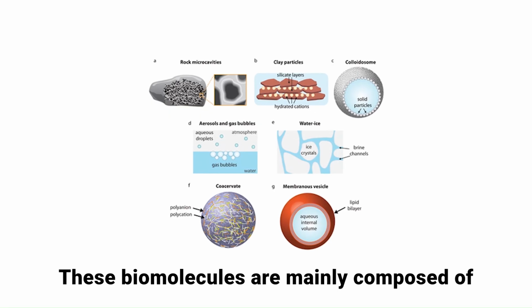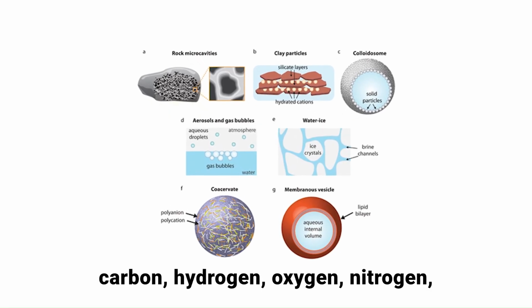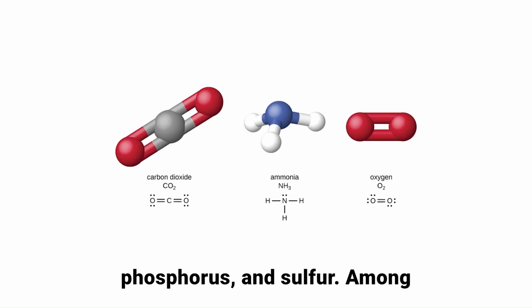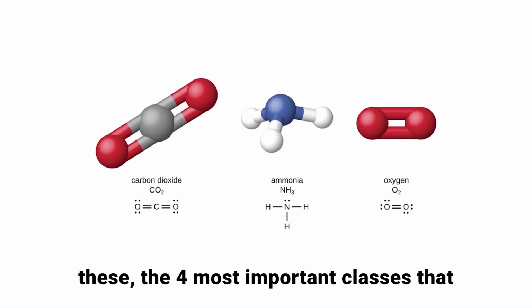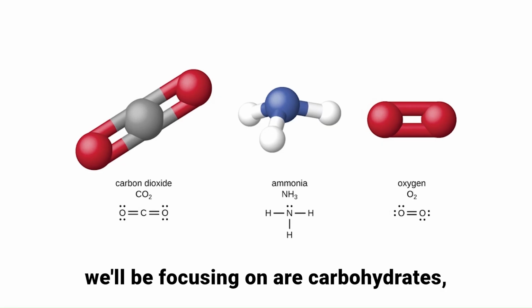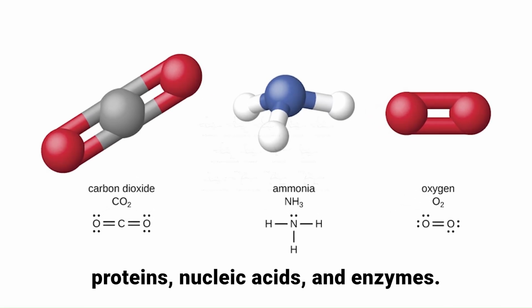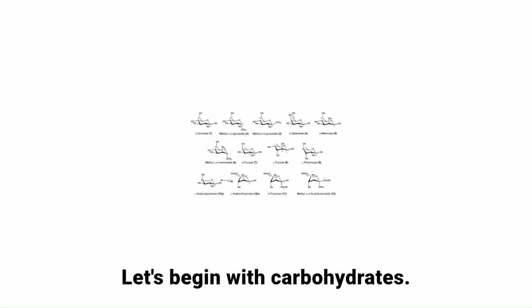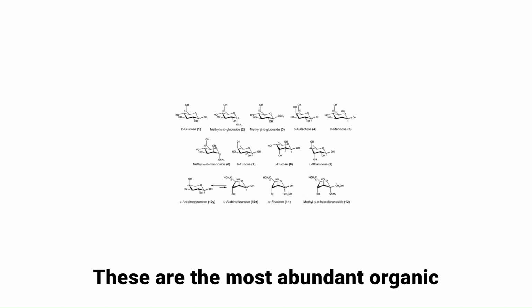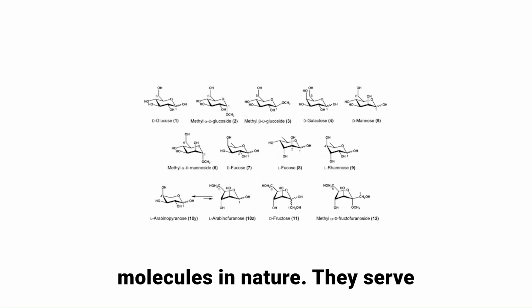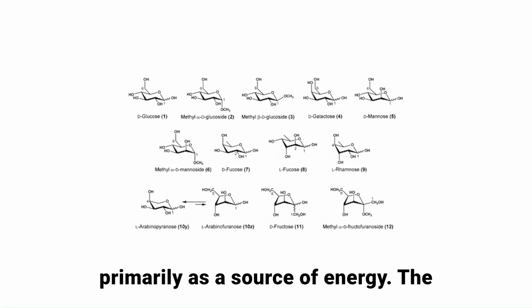These biomolecules are mainly composed of carbon, hydrogen, oxygen, nitrogen, phosphorus, and sulfur. Among these, the four most important classes that we'll be focusing on are carbohydrates, proteins, nucleic acids, and enzymes. Let's begin with carbohydrates. These are the most abundant organic molecules in nature. They serve primarily as a source of energy.